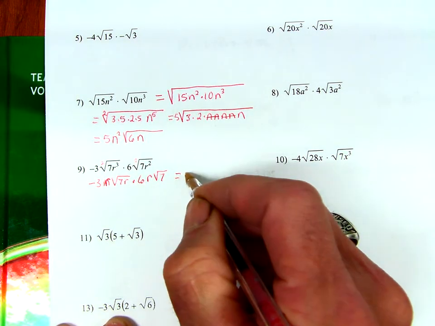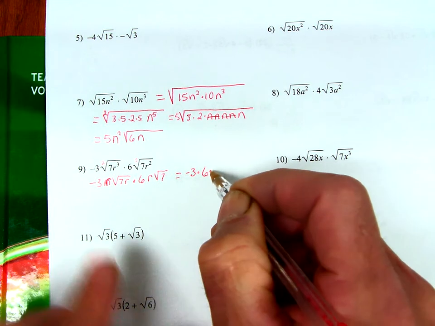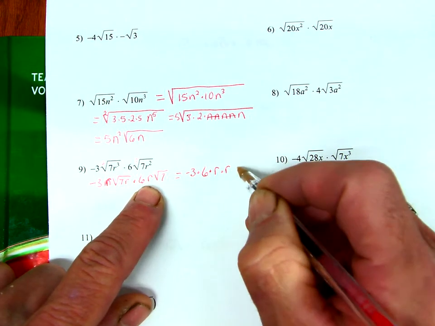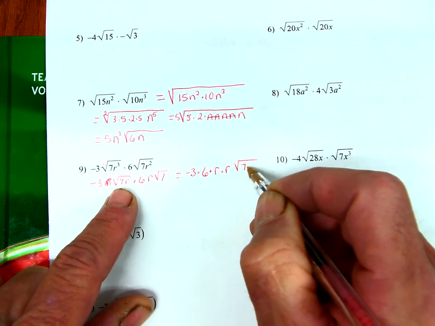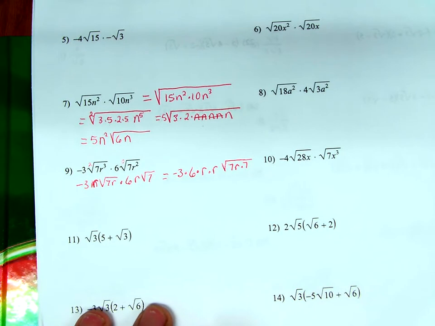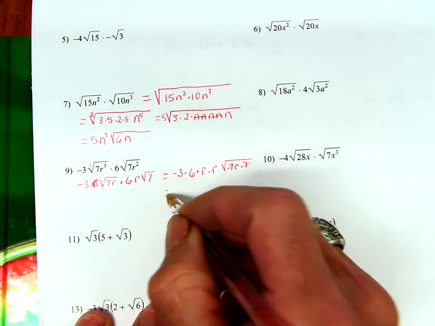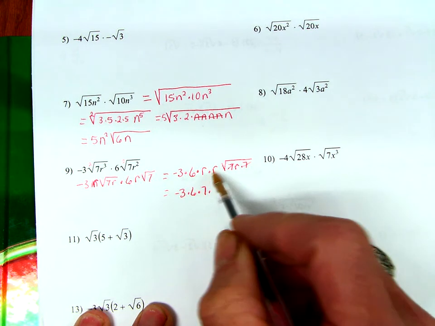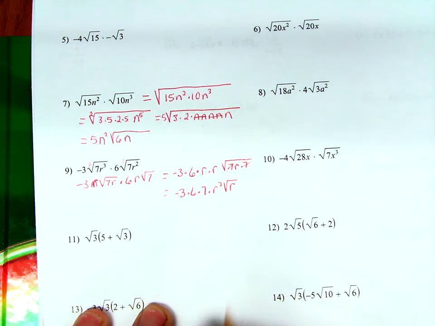This turns into negative 3 times 6 times this r times this r. And for the radicand, 7r times 7. Here's a pair. So the 7 now comes to the outside. r times r is r squared. And under the radicand, a single r is left.